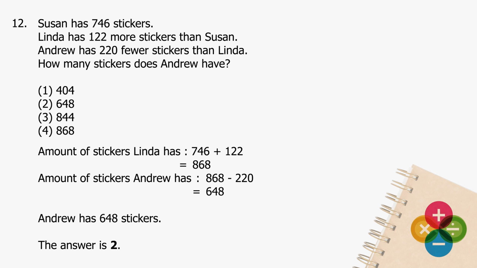The amount of stickers Linda has will be: add 746 to 122, and the sum is 868. The amount of stickers Andrew has will be: subtract 220 from 868, and the difference is 648. Andrew has 648 stickers. The answer is 2.